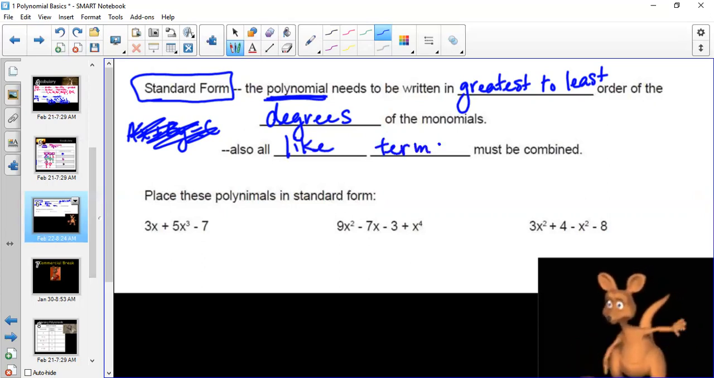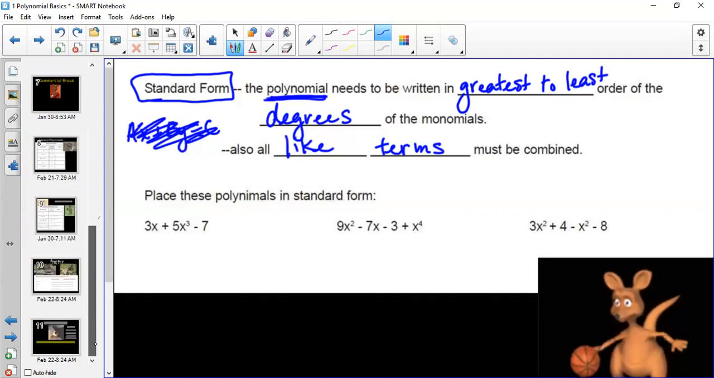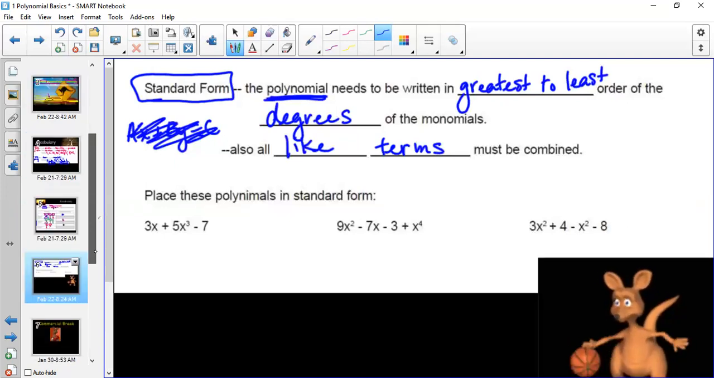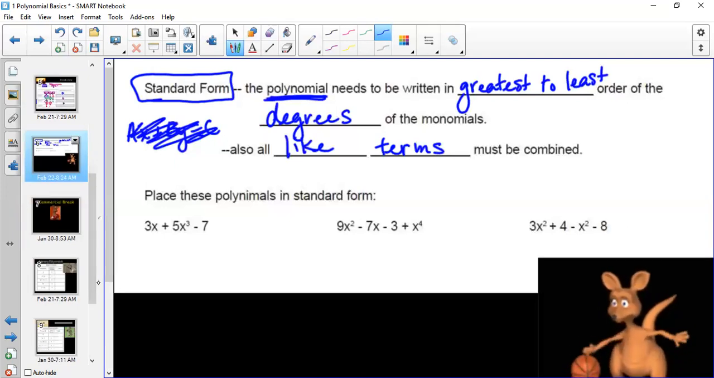Now we're going to practice more with combining like terms in tomorrow's lesson, but we'll do just a little bit of it today. Okay, so we're going to practice writing these in standard form. The whole point of this is because I can't name polynomials unless they are in standard form. So we're going to get them in standard form, and then we're going to start practicing naming them, which was our second objective for today's lesson.